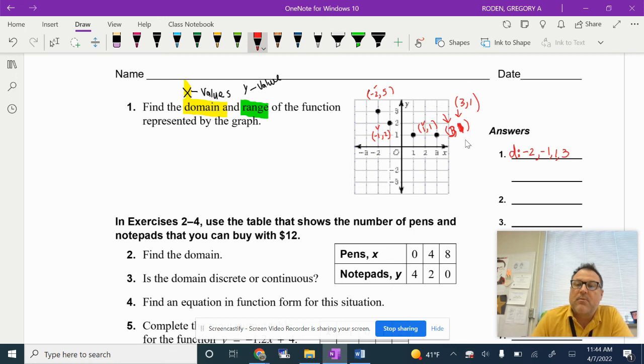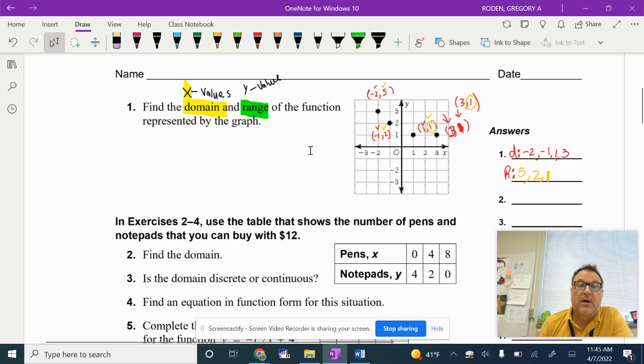Now, my range is going to be the Y values. So 5 is in my range, 2 is in my range, 1 is in my range, and then 1 again is in the range. I see how I have a 1 here and a 1 here. I don't have to repeat that. I just put one of those. So this one right here stands for both of those ones in my range, because those are my Y values. And I'm done.